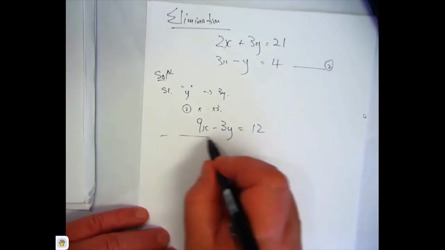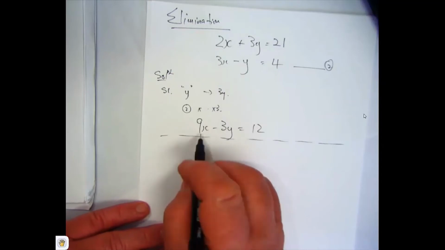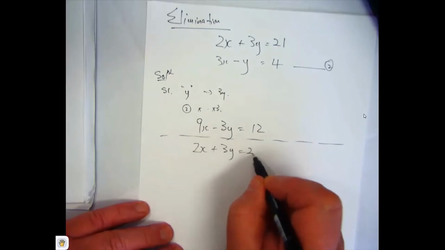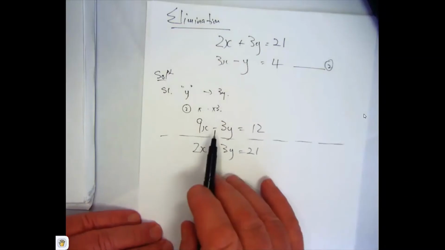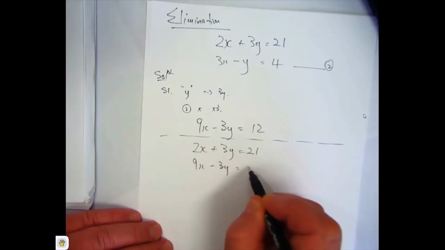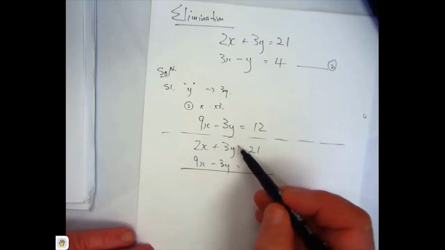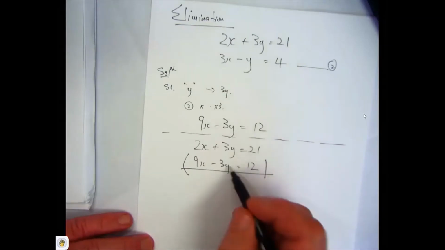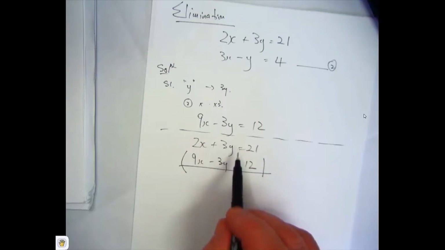Now I rewrite these equations again. 2x plus 3y equals 21, unchanged as before. Equation 2 we have now changed by multiplying it all up by 3. This now becomes 9x minus 3y equals 12. Now at this stage I notice that the coefficient in front of the y is the same. So I put brackets around the whole thing. I've now got to decide, do I take this second equation away or do I add it?